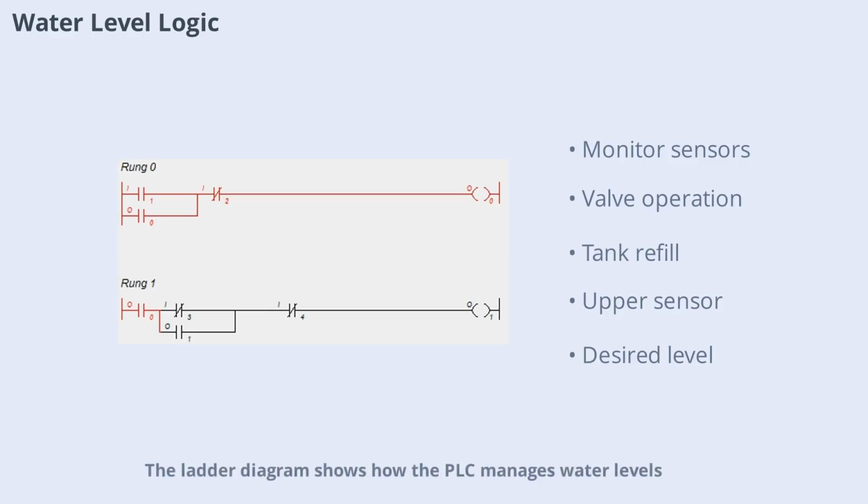The ladder diagram shows how the PLC manages water levels. When the start button is pressed, the system begins monitoring sensors. If the water drops below the sensor, the valve opens to refill the tank. As water rises, the valve remains open until the upper sensor is triggered, then it closes. This logic ensures the tank is always filled to the desired level.